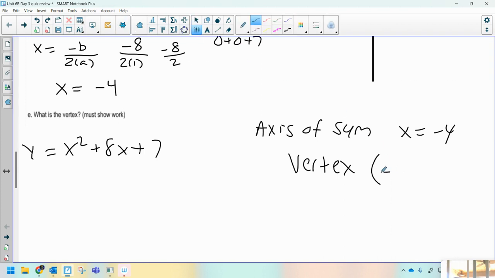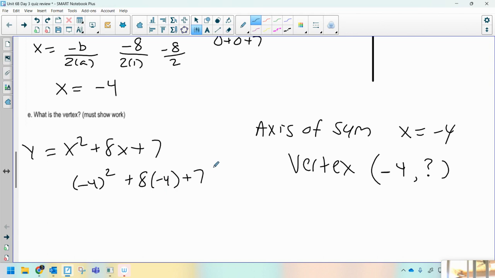So if we know the x is negative 4, we are looking for the y. Well, we have an equation. And wouldn't you know, this equation says y equals x squared plus 8x plus 7. And if you know what the x is, you're going to plug it in right here. Okay, if you have a fancy calculator, then it's easier. And you would do negative 4 in parentheses squared plus 8 times negative 4 plus 7.